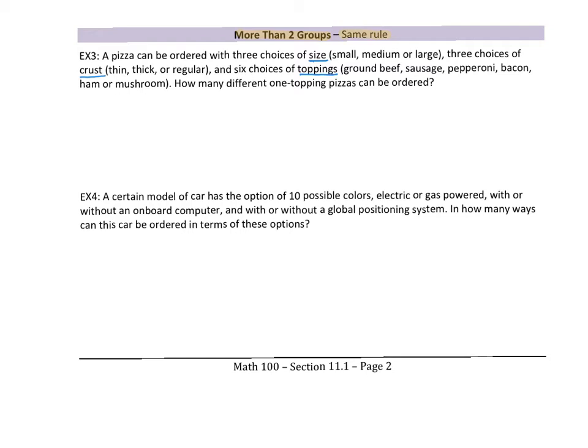So how many different one-topping pizzas can be ordered? You have small, medium, or large for size. So you have 3 choices for the size of your pizza times 3 choices for crust times 6 choices of topping. Simply multiply to get 54 possible one-topping pizzas.